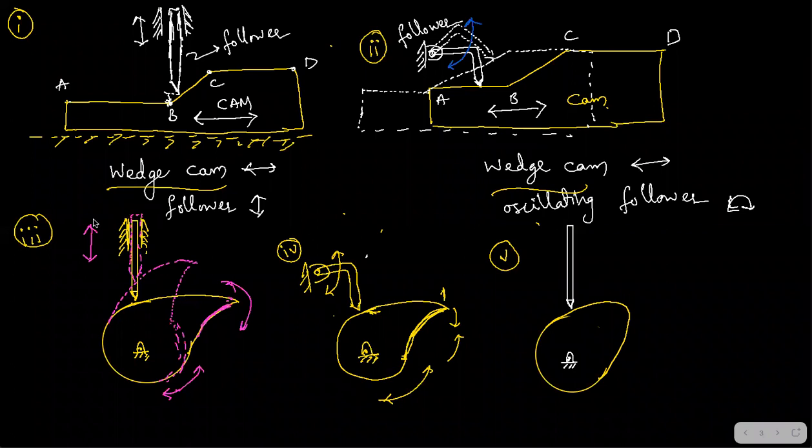So this is your cam and it has to be guided, right? Let's say that it is guided here. It is guided in this slot so that motion is only possible in this slot. So this is another type of cam and follower arrangement. And then we come to the sixth type of cam and follower arrangement, which is similar to this, but it has oscillatory motion, right? So let me try to draw it in a rough manner.